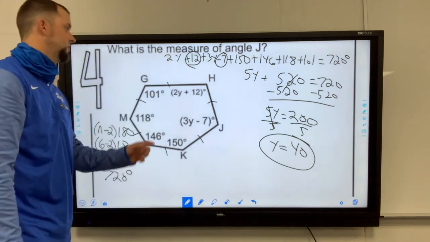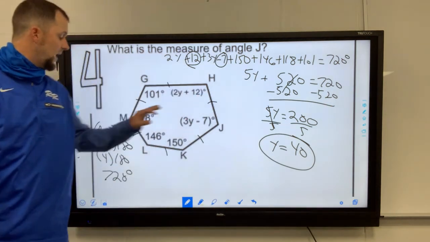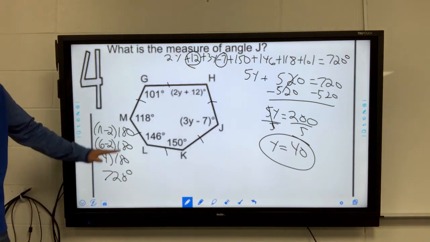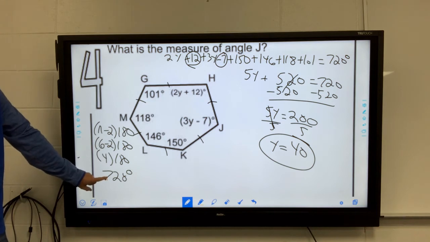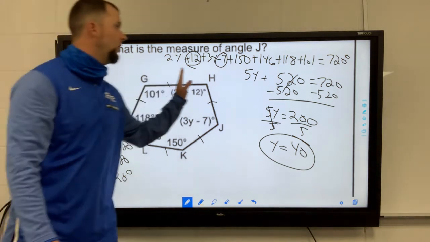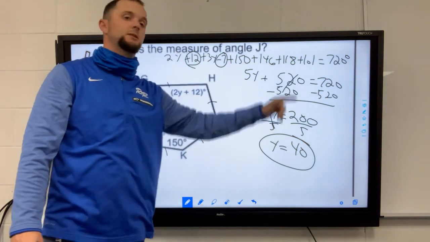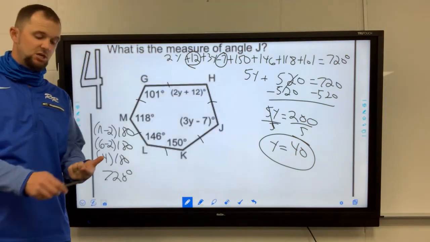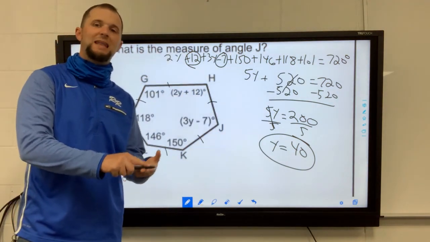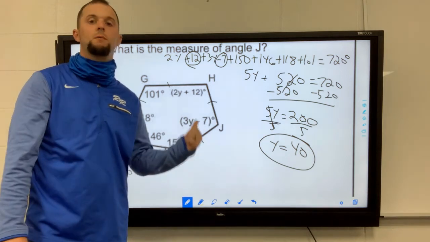So again, guys, I took my interior angles. I had to use the formula I know to solve for what all the angles add up to. And then I used that to solve for y, okay? So ladies and gentlemen, this is using the interior and exterior angles theorem to solve problems using polygons.